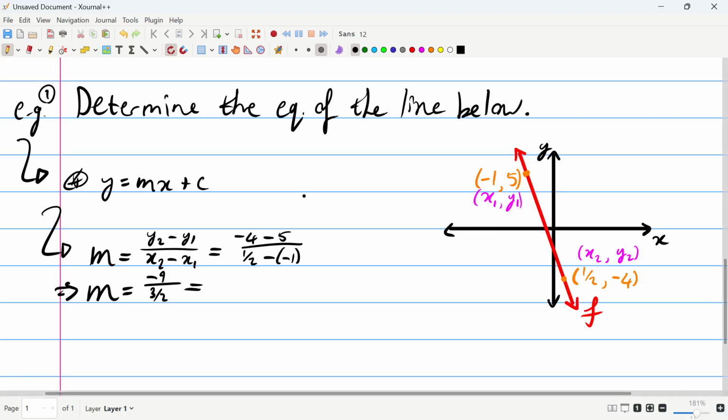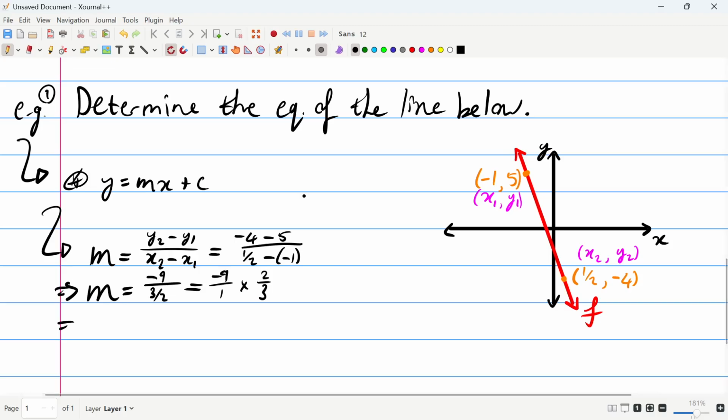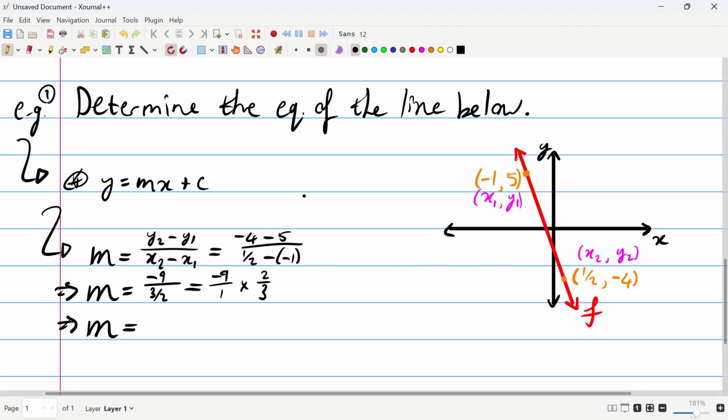And we can flip and times this, and we can say this is the same as negative 9 over 1 multiplied by 2 over 3, and therefore the gradient is just going to be equal to negative 9 multiplied by 2, which is equal to negative 18, and negative 18 divided by 3 is just negative 6. Okay, so you can see that this is a negative gradient, which is perfect.